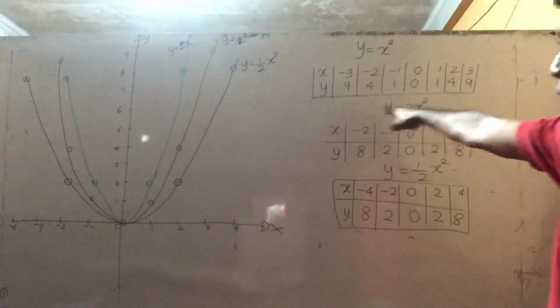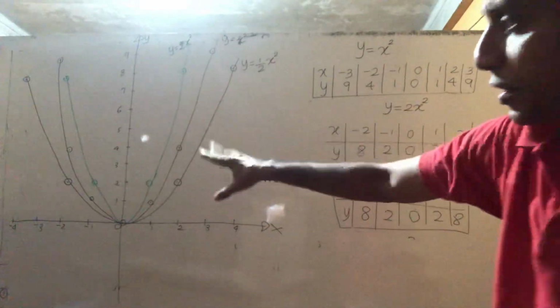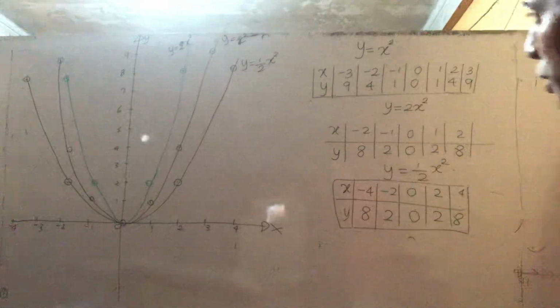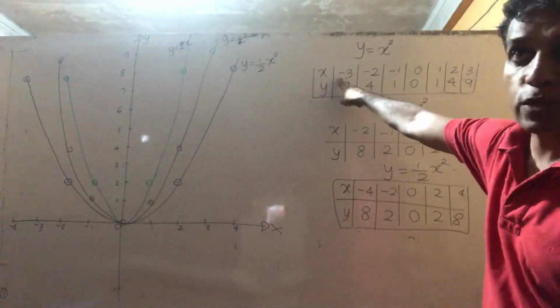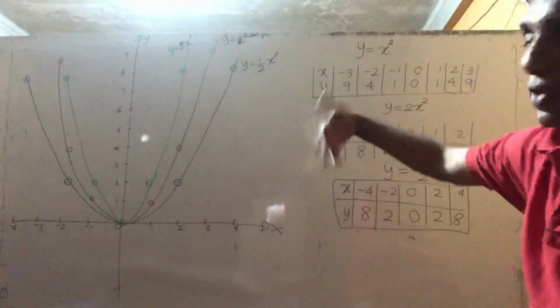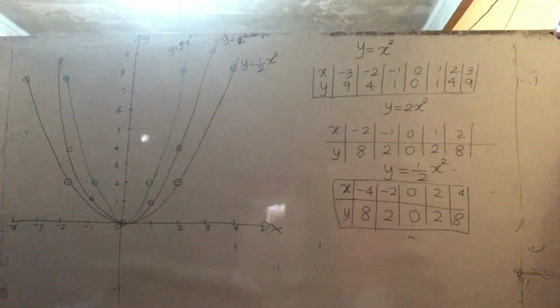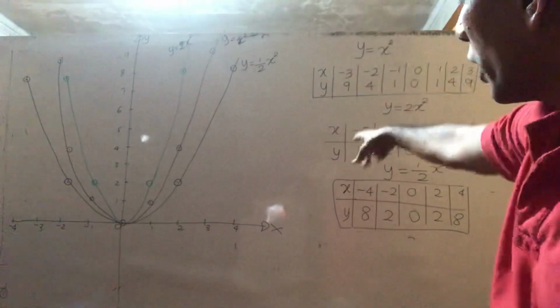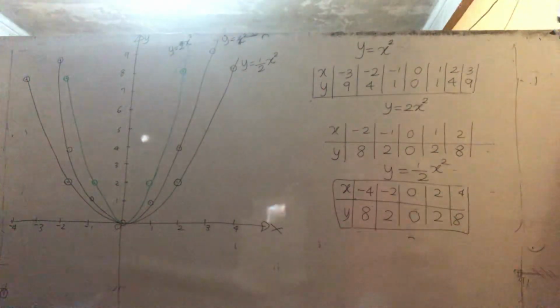I already completed the sketch. For y equals x square, I will provide a table. Study it properly, it is a very important idea. Prepare a table for x values from minus 3 to plus 3. Then what is y, the square of that? Minus 3 times minus 3 is 9. Minus 2 square is 4. Minus 1 square is 1, and so on.